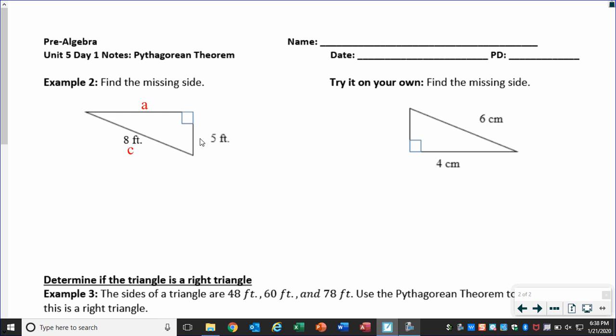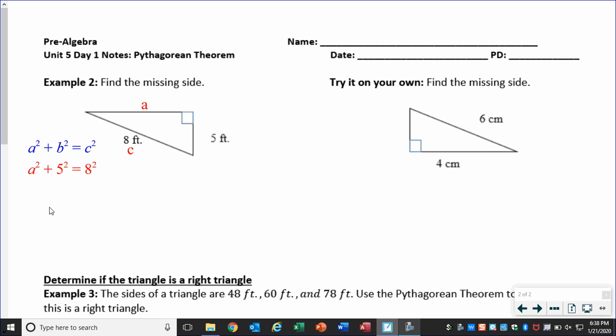That's side B. Okay, so now that I've labeled, I can go ahead and fill in my Pythagorean theorem. I have a squared plus, instead of b, I'm going to put 5 squared, because that's what my b is, equals c squared, but instead of c, I'm going to put 8. Okay?